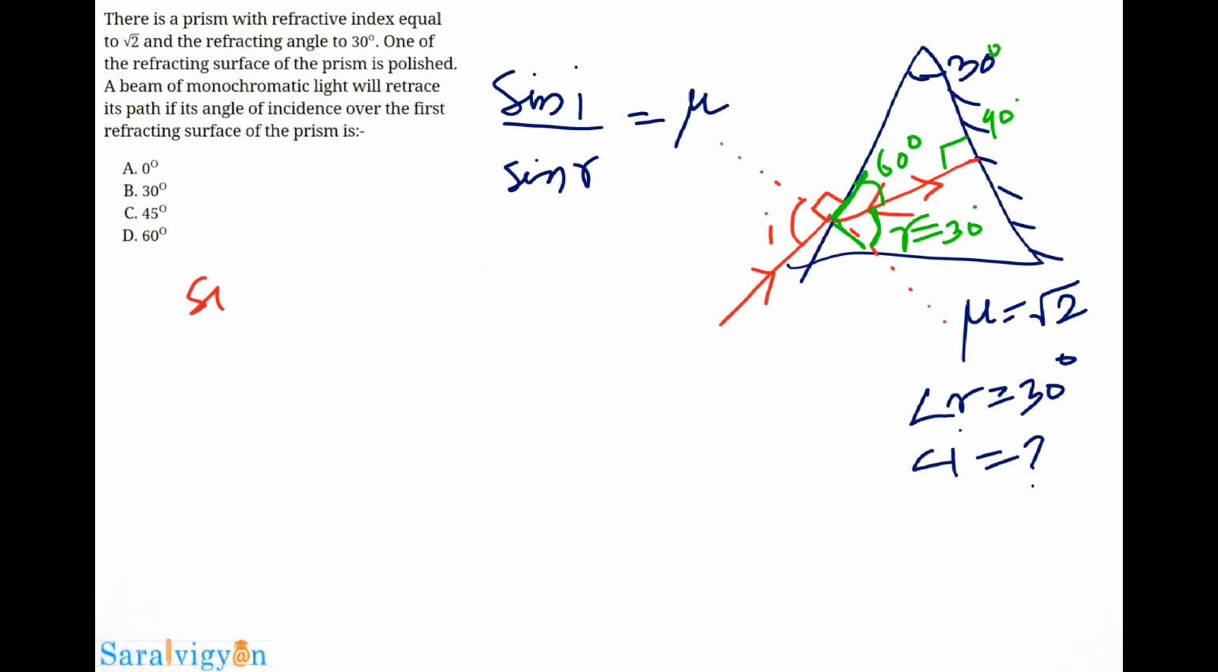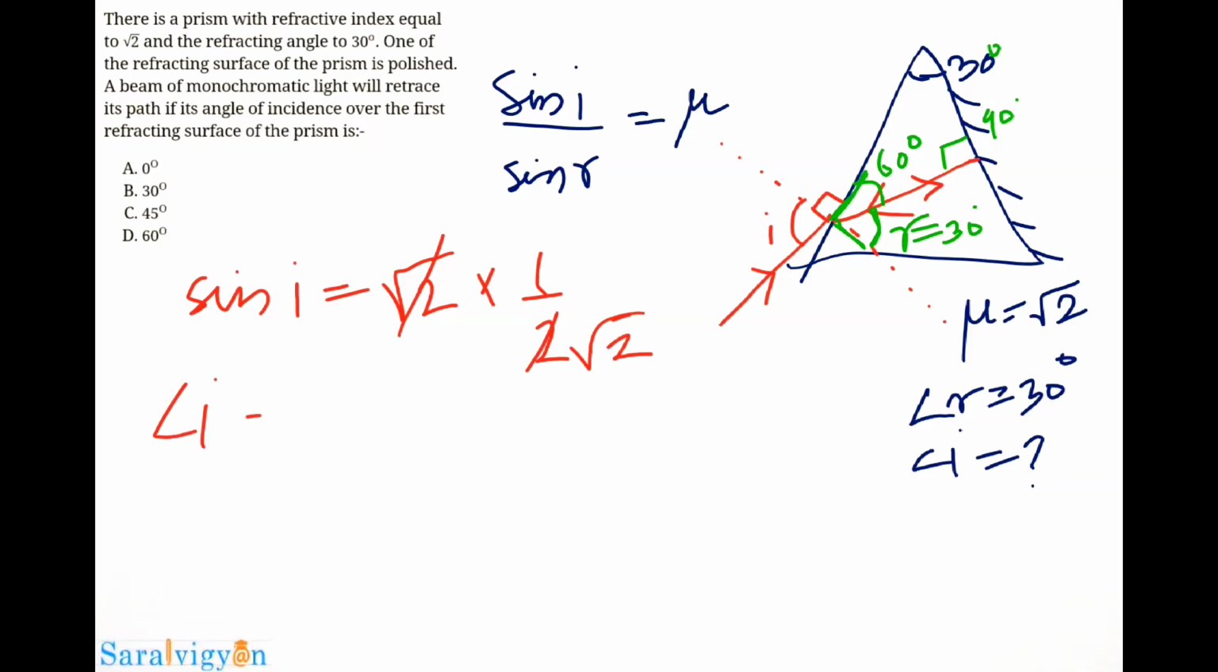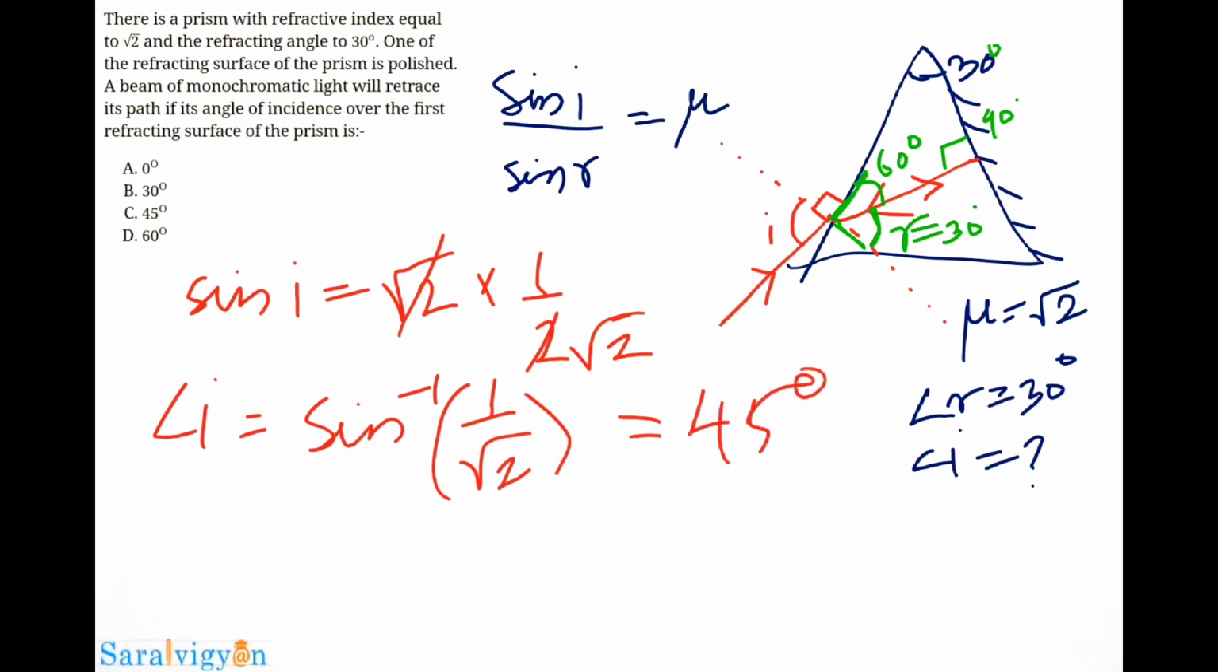Now we can substitute the values. We have sin I equal to mu sin R. Mu is root 2, sin R is sin 30, and sin 30 is 1 by 2. We can cancel this and we will get root 2 over 2. So angle I is equal to sin inverse of 1 by root 2, which is equal to 45 degree, which is our option C.